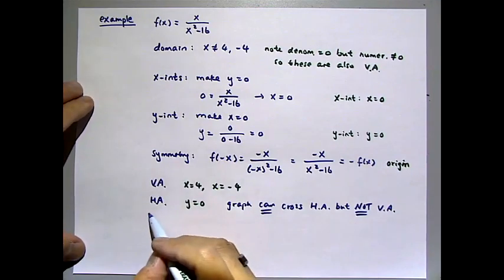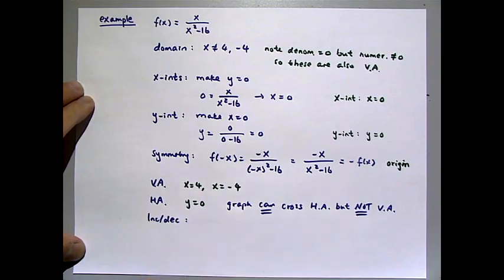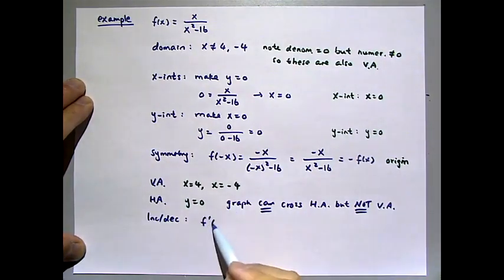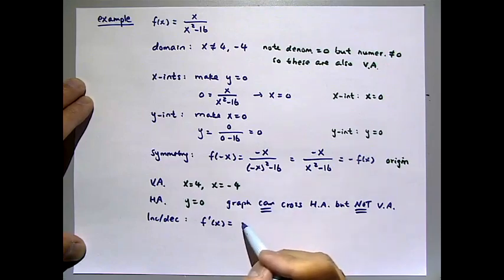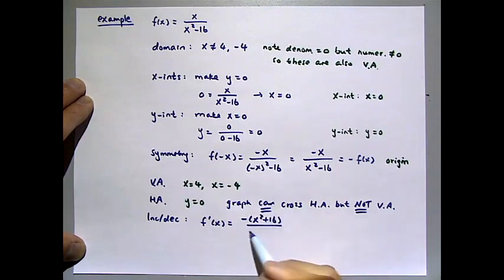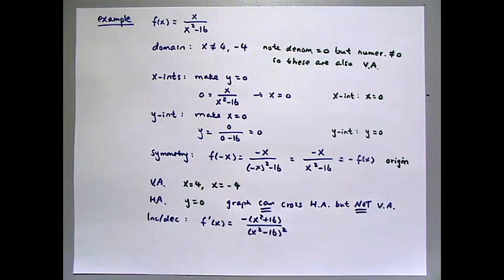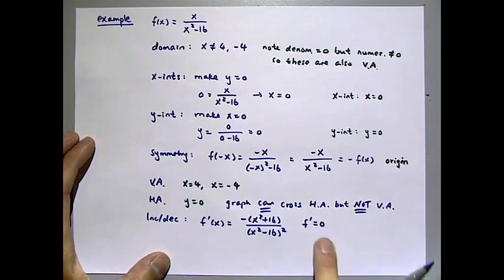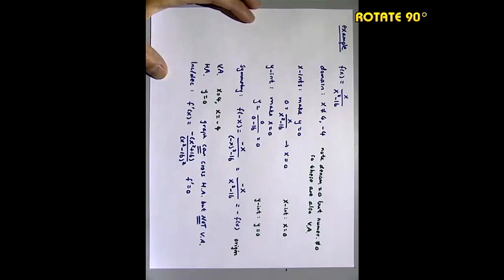All right, next. Increasing, decreasing. We know how to take derivatives by now, so I'll just go ahead and write down the derivative of that. And it turns out to be negative x squared plus 16 over x squared minus 16 squared. Quotient rule. One step later, that's what you would get. F prime equal to 0 never happens.